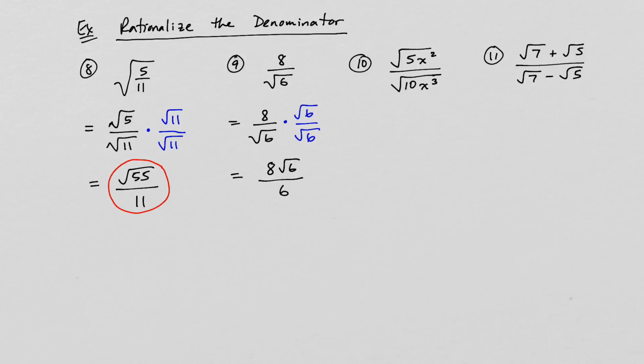And so it's very similar to the last problem. However, there's one additional step that we can take here. 8 and 6 have a common factor. And so we can cancel that common factor, which is 2. And what we'll have left over here is 4 and 3. And so this ends up being 4 radical 6 over 3.